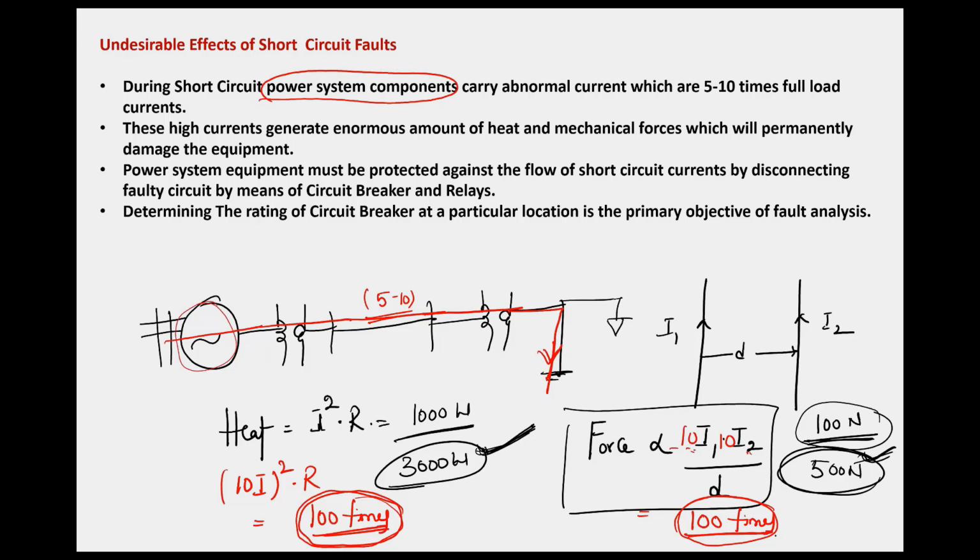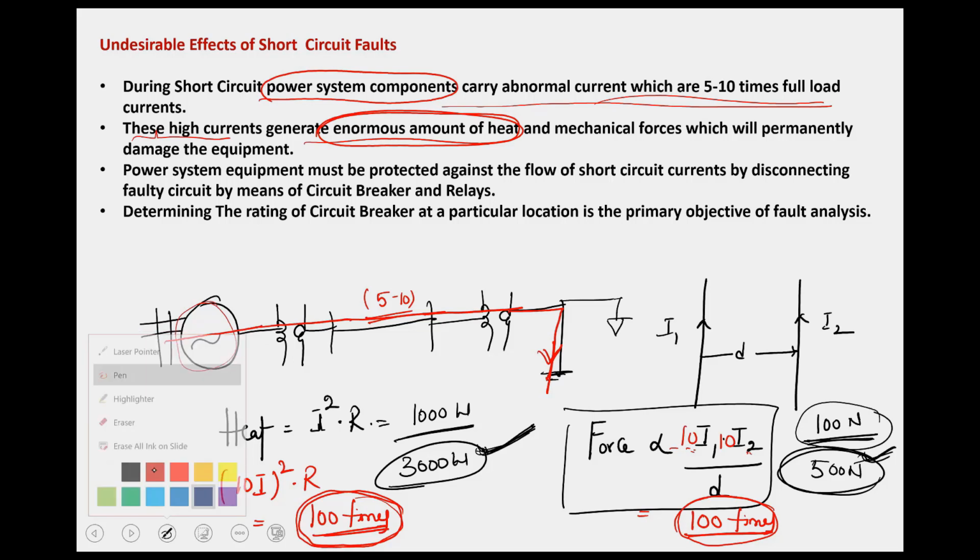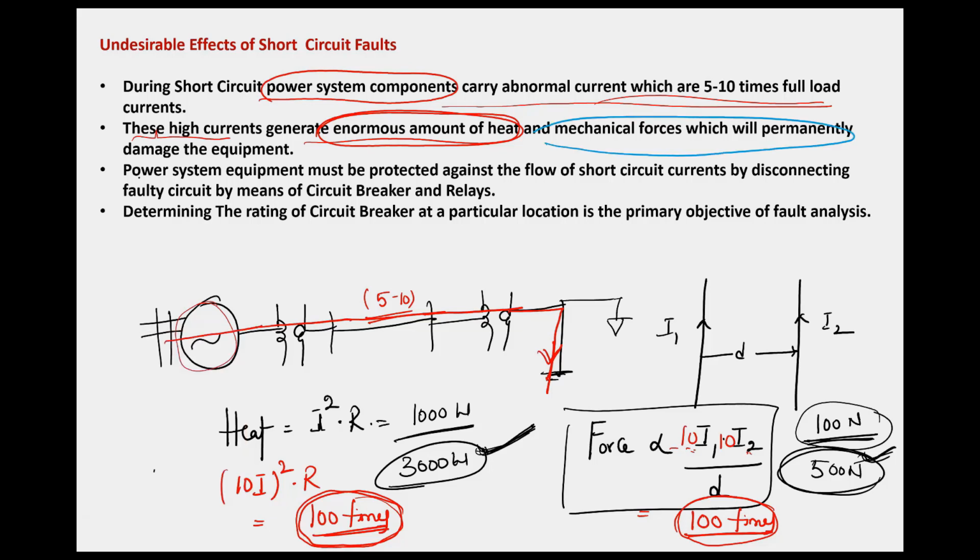So during short circuit, the power system components carry abnormally high currents, 5 to 10 times. These high currents generate an enormous amount of heat and an enormous amount of mechanical forces, which will permanently damage the equipment.